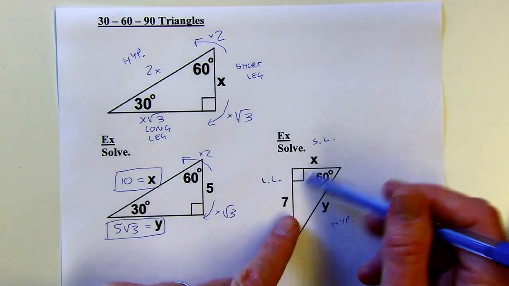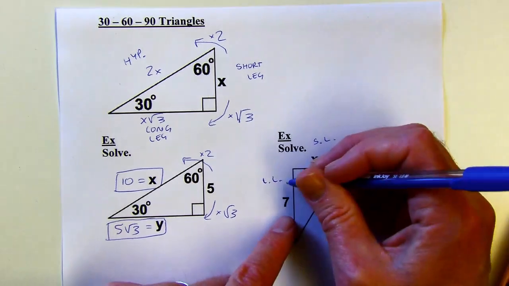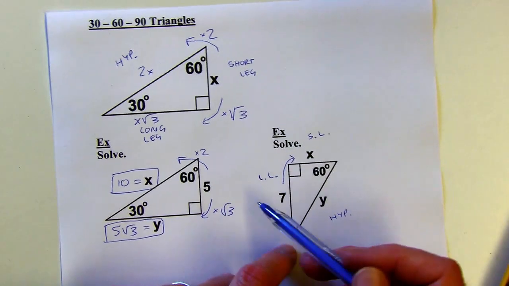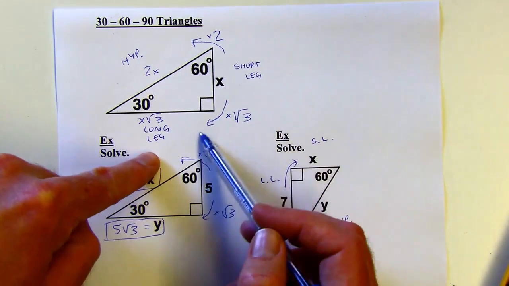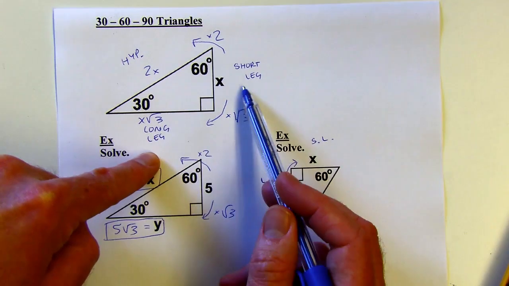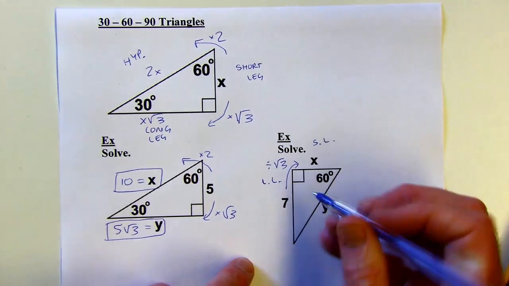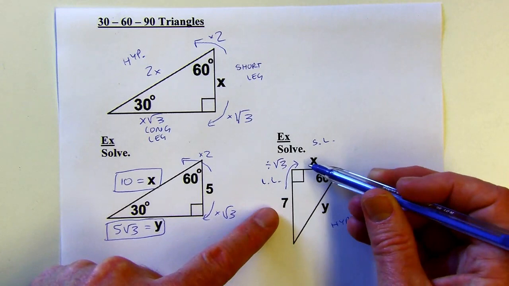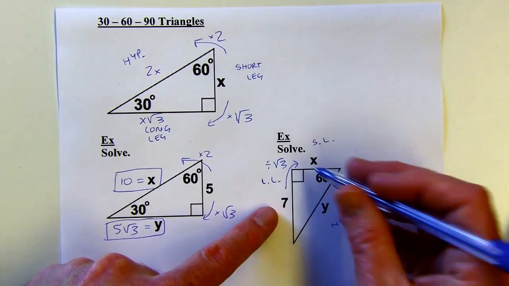Okay, so if you don't have the short leg, then you want to get it as quickly as you can. So here I have the long leg, so I need to figure out how to get from the long leg to the short leg. Well, if you look back up here, going short leg to long leg, we're multiplying by root 3. So going the opposite direction, we're going to be dividing by root 3. So the way I think of that, first thing is I think, hey, going long leg to short leg, it's getting smaller, so I'm going to divide, not multiply. Then you got to remember what to multiply or divide by. But here it's root 3.